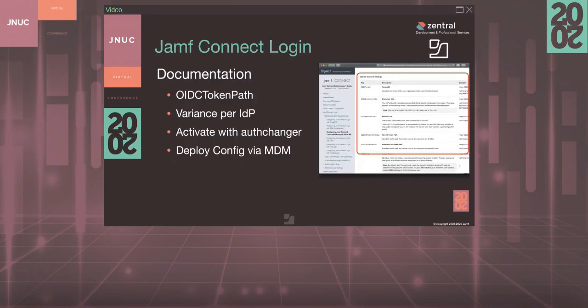We start with the Jamf Connect documentation to uncover some additional Jamf Connect Login features. First, we can find details about the OIDC token path settings. This will be set with the configuration provided via MDM, but we want to use the run script mechanism, which needs to be activated by the authchanger binary.